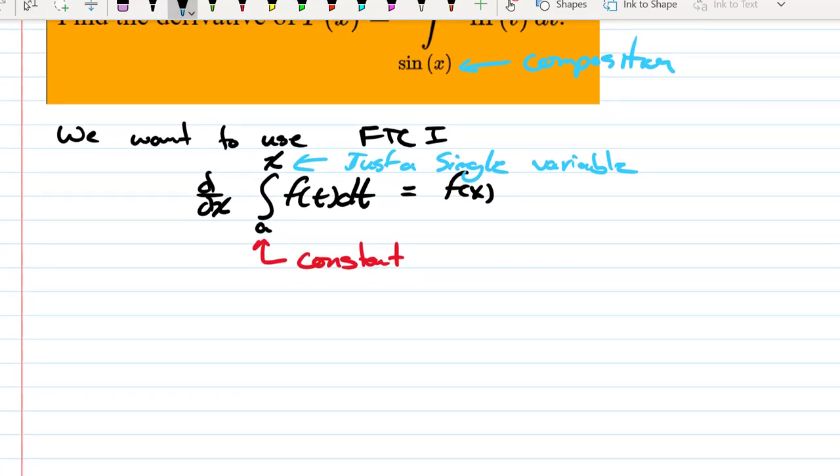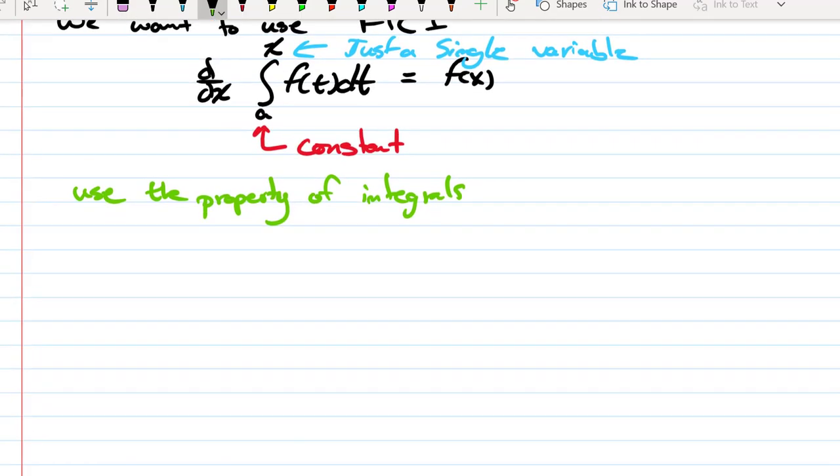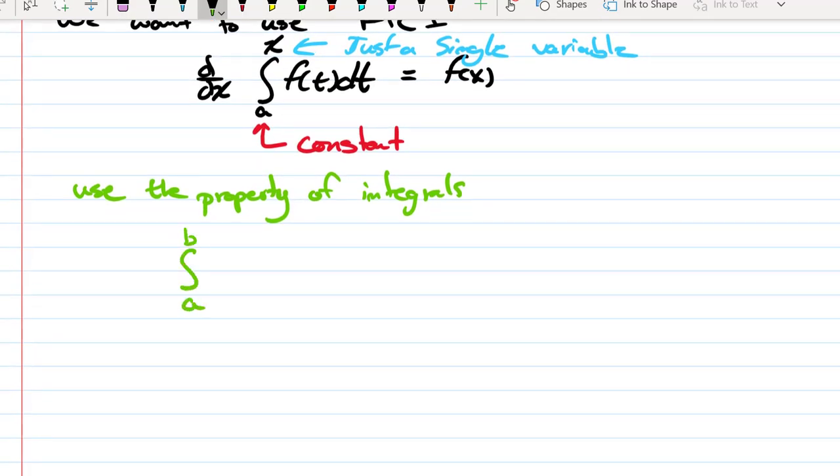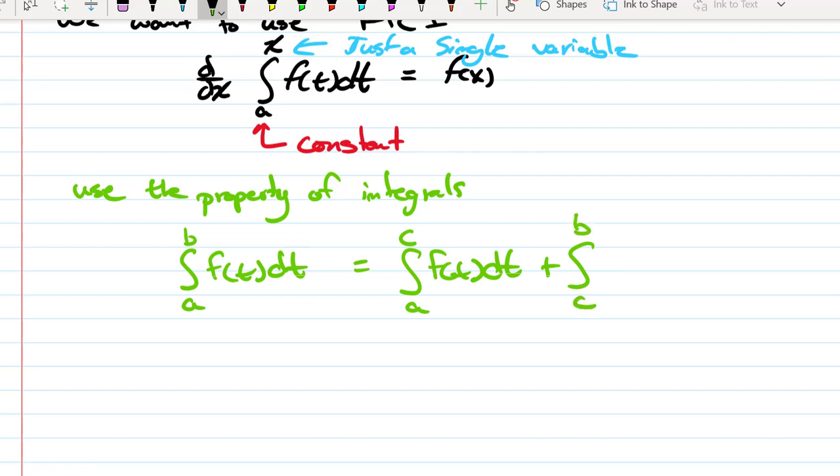So the first thing we need to do is use the integral property. So we have the property that if we have the integral from a to b of f of t dt, that is equal to the integral from a to c of f of t dt plus the integral from c to b of f of t dt. So we can break up an integral by putting the same constant in between those two things each time.